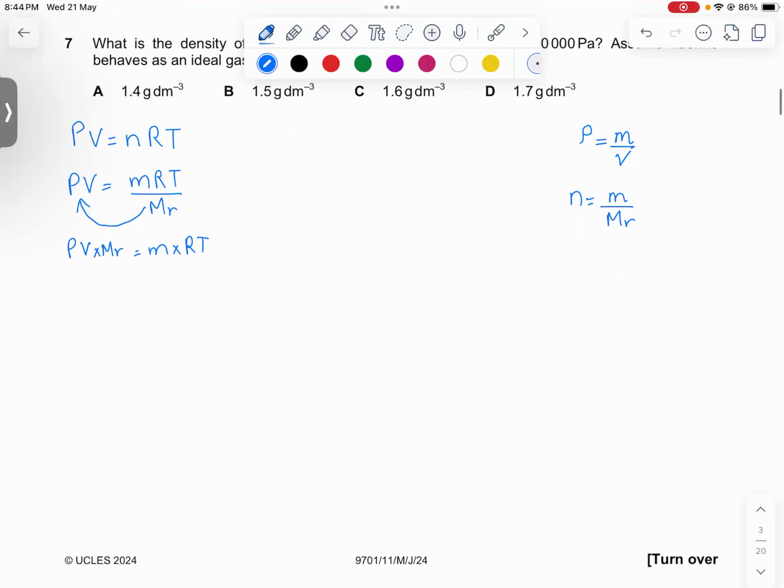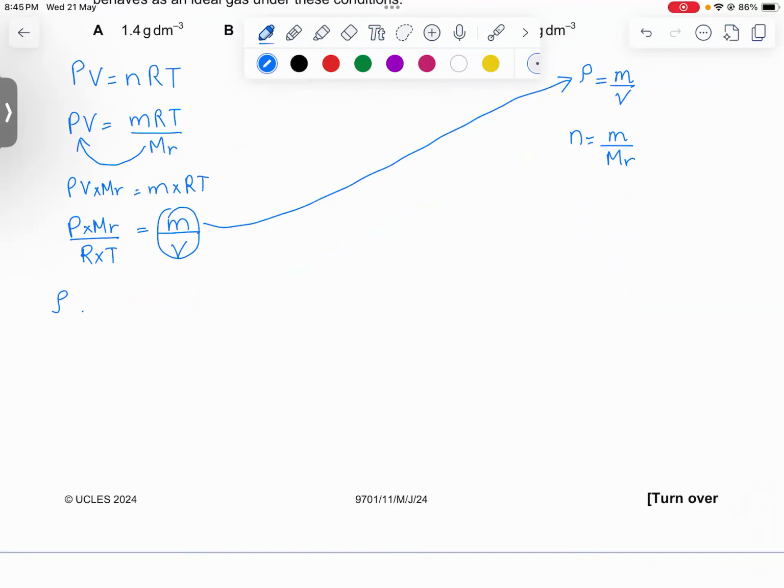All right. And then we can bring V on this side, make it divide, and RT goes on the other side and goes in division as well. So it becomes P multiplied by Mr divided by R multiplied by T equals mass upon volume. Mass upon volume is equal to our density. So we can write density equals pressure multiplied by Mr of fluorine divided by R multiplied by temperature.